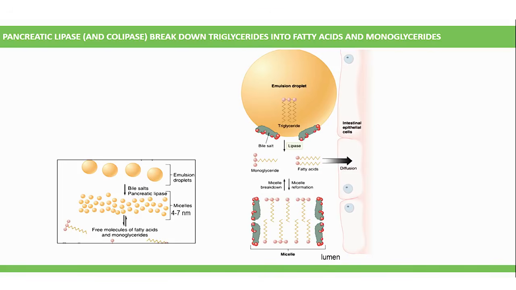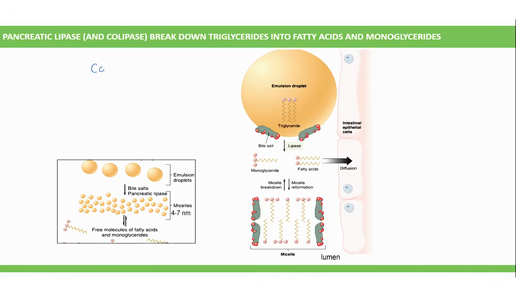These emulsion droplets are surrounded by the bile salts and the lecithin. This actually causes a problem because we want to break down the triglycerides within the emulsion droplets, but the pancreatic lipase cannot actually get in to access the triglycerides because of the bile salts and the lecithin. So the pancreas secretes a cofactor that sorts this problem out.